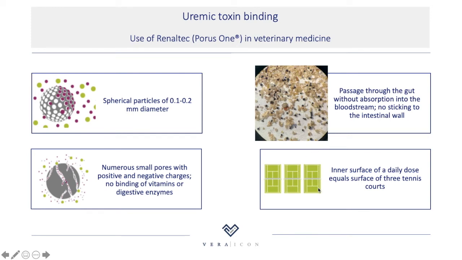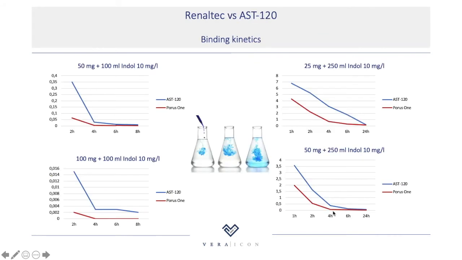And something nice to know: when the inner surface of a daily dose is calculated, and a daily dose is 0.5 gram or 500 milligrams per kilogram, the inner surface equals the surface of 3 tennis courts, which is amazing.